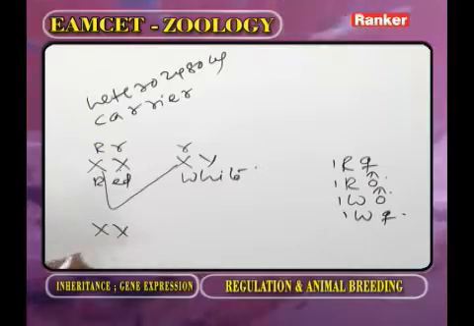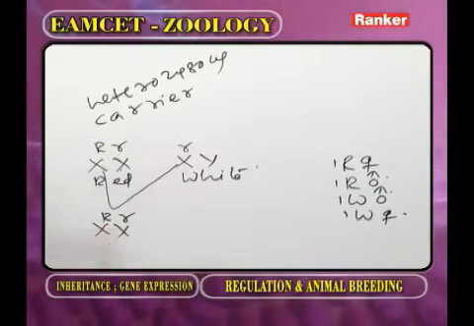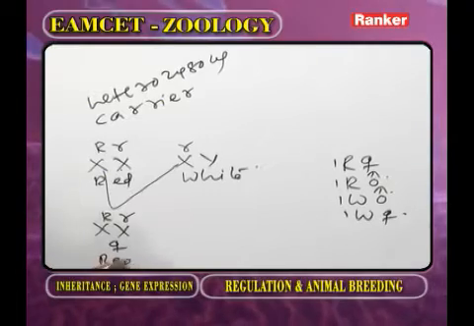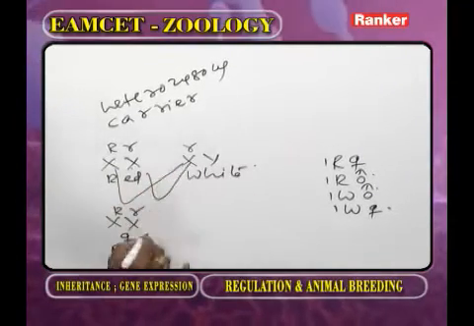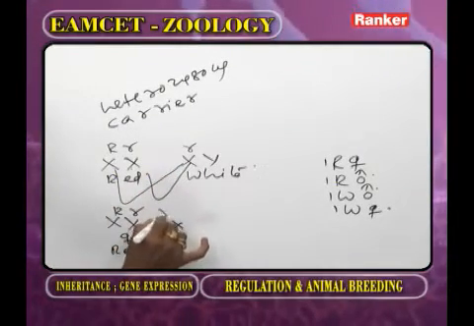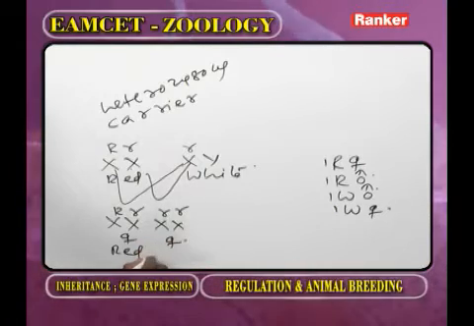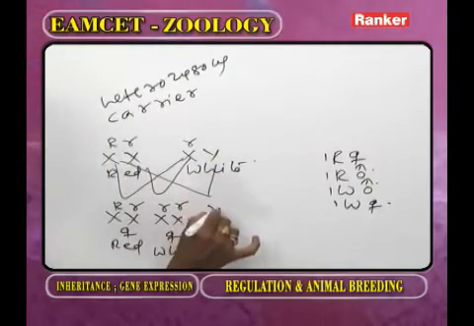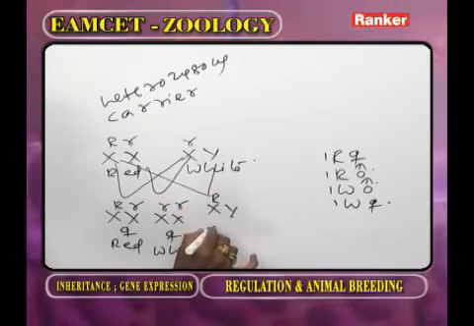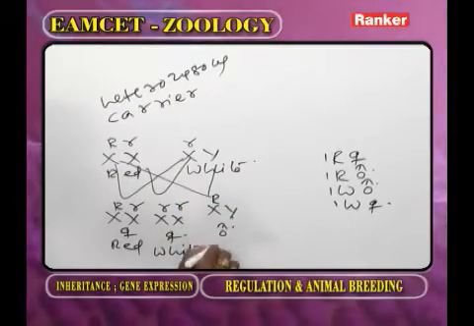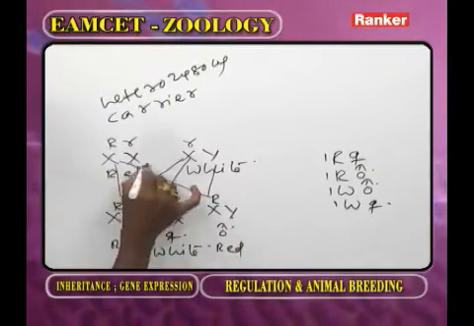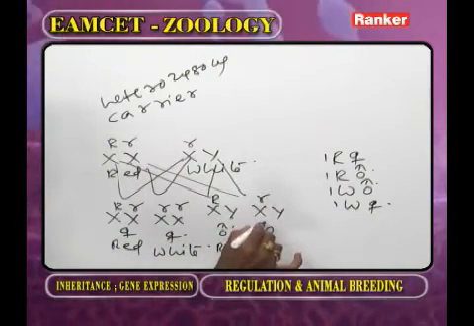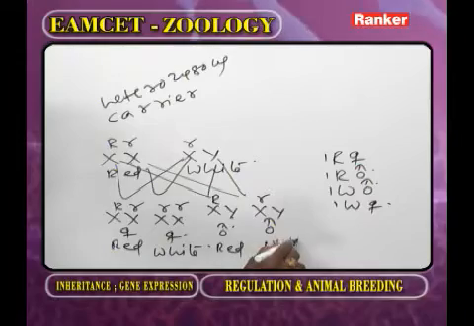We are getting X X, capital R, small r, female, red. Now these two are crossed. X X, small r, female. We are getting white-eyed. Now this X crossed with Y, capital R, X Y, male. We are getting the red. Now X Y crossed, small r, male, white-eyed.